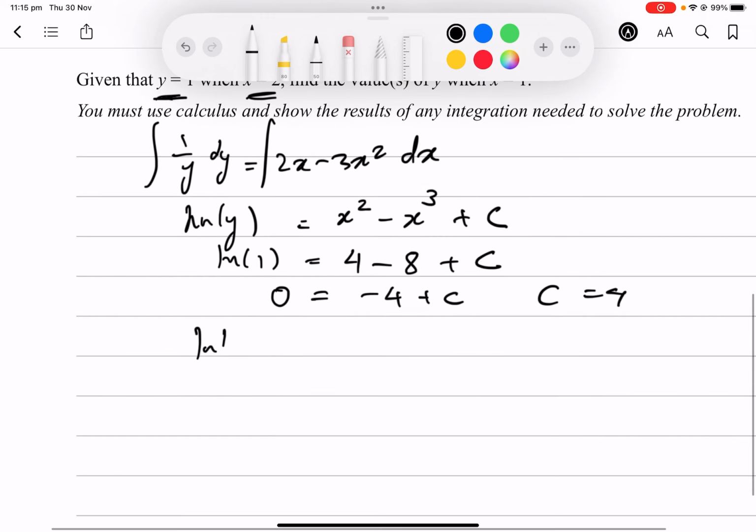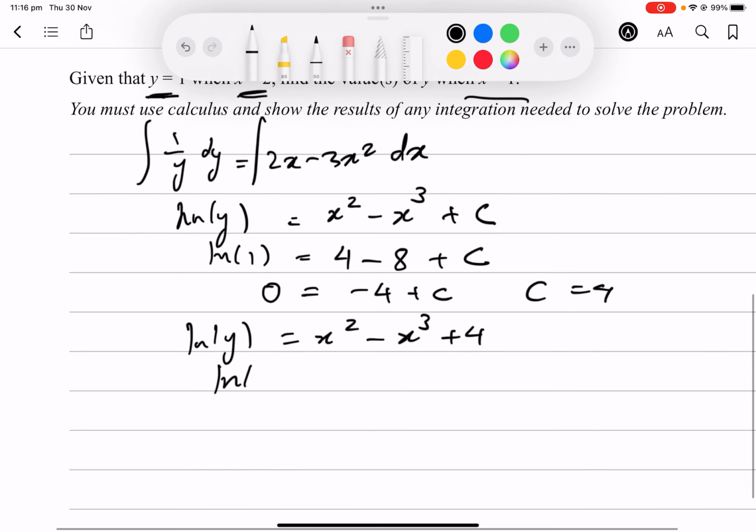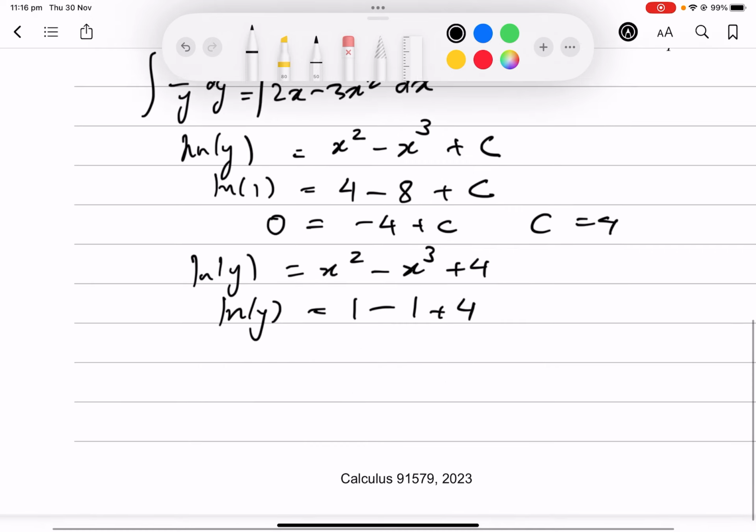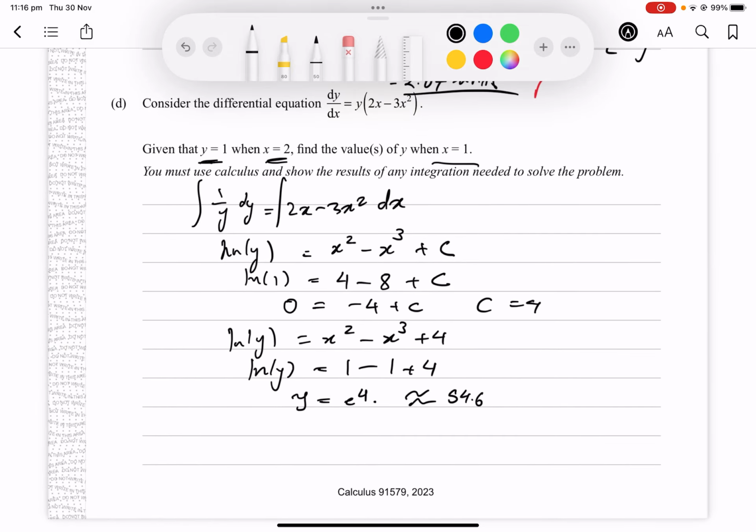Great. So now we have our equation, which is ln y equals x squared minus x cubed plus 4. And now we can plug in the point x equals 1 to find the value of y. So ln y is equal to 1 minus 1 plus 4. So therefore, we can exponentiate both sides. So y equals e to the power of 4. And if you want a decimal for that one, that will be approximately 54.6. Alright, so that's going to be the answer for this question.